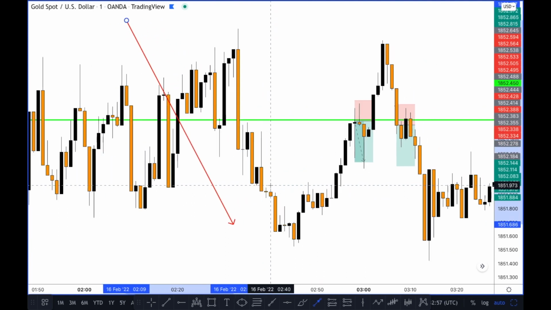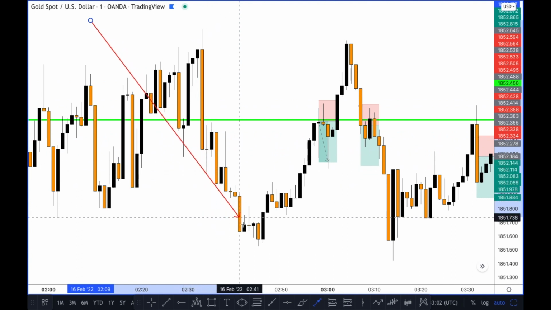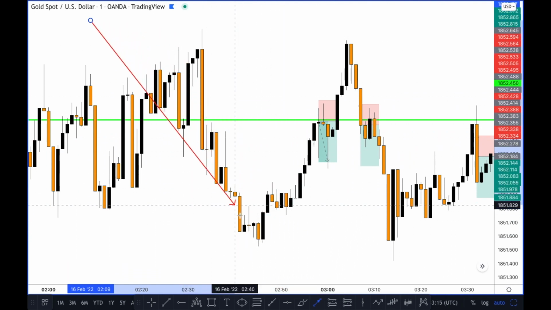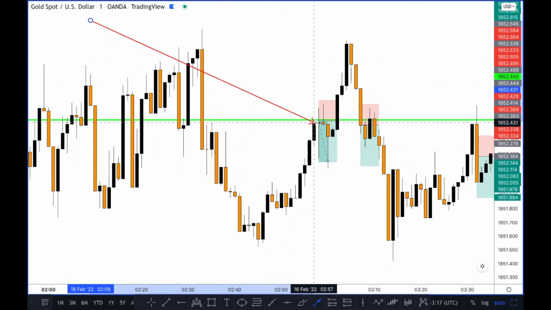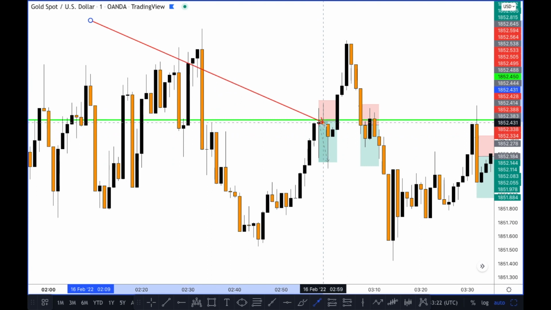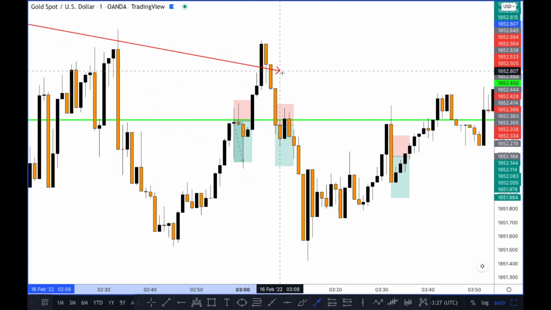Now, when we come here, we can see again, look at what I'm talking about, a clear breakdown, and then you can see an entry right here. Look at it, a clear breakdown, and then a retest to this level. And then what do we see? We see a rejection of this level, and you would have got in here for a sell, and this was a winning trade. Then it broke up again, and now we want to wait for a retest.